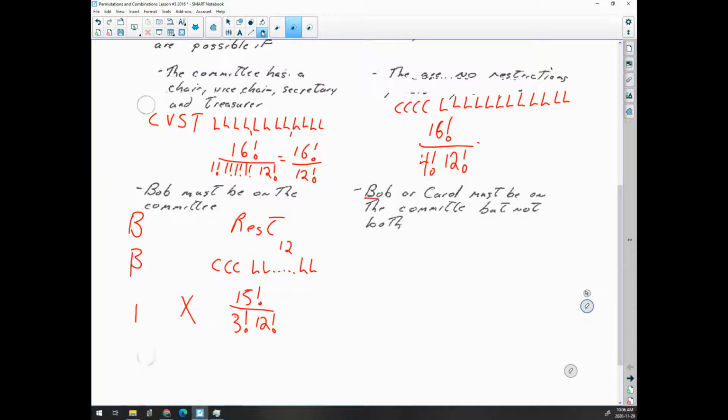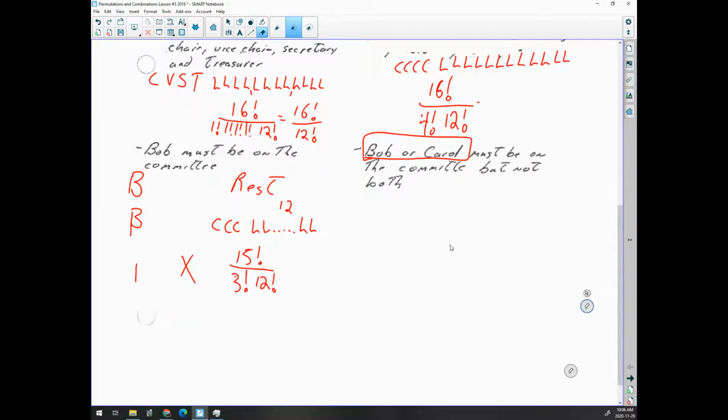With this one here, Bob or Carol must be on the committee, but not both. Okay. Now, what this means is we are dealing with a group of Bob or Carol, and then we have the rest. There are 2 people from Bob or Carol. There is 2 ways to put them on. Either I put Bob on the committee or I put Carol on the committee. I can't have both on the committee for some reason. Maybe they're married. I don't know what the reason would be. So we can put Bob or Carol on the committee.